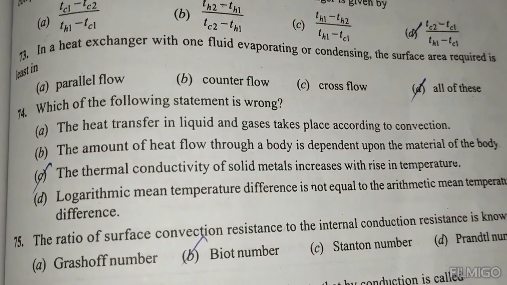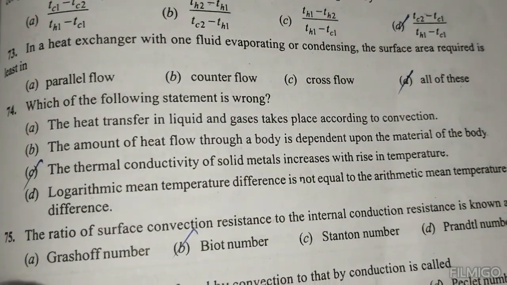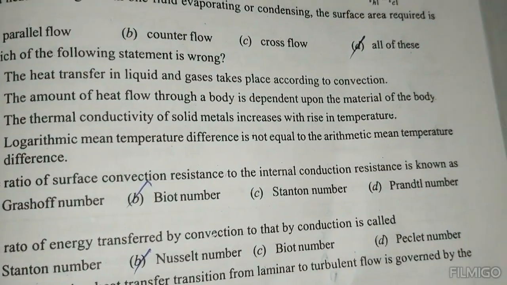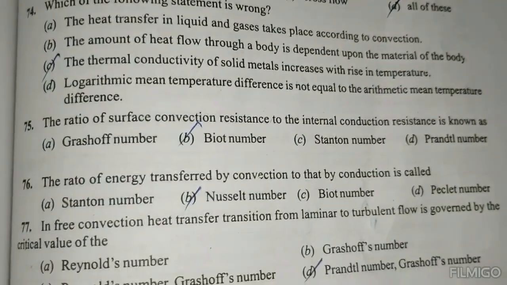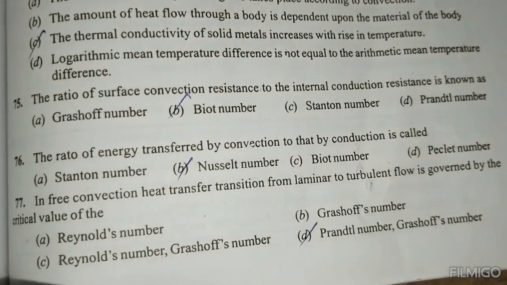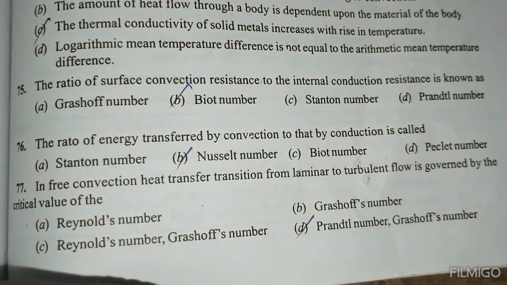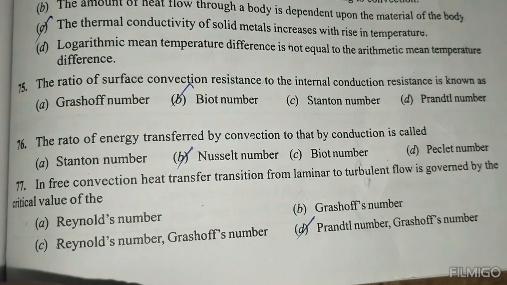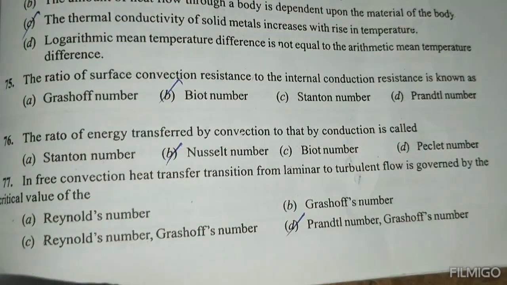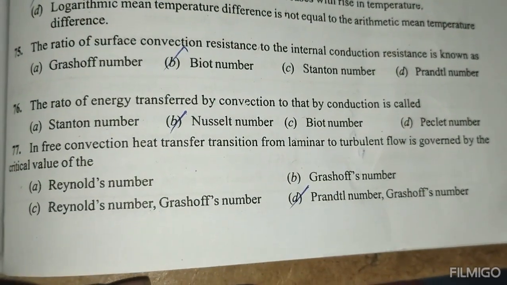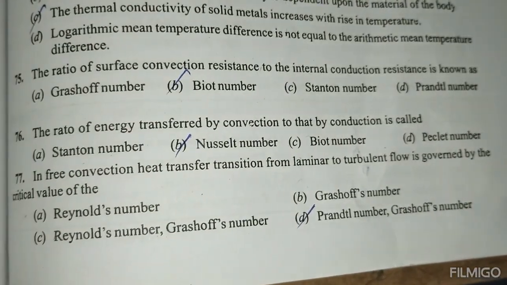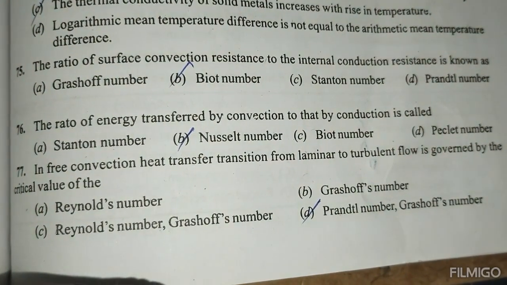Which of the following statements is wrong? The thermal conductivity of solid metal increases with rise in temperature. The ratio of surface convection resistance to the thermal conduction resistance is known as Biot number. The ratio of energy transferred by convection to conduction is called Nusselt number. The free convection heat transfer transition from laminar to turbulent flow is governed by the critical value of the Grashof number.